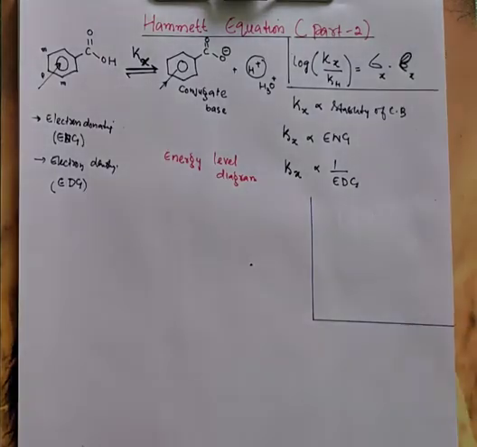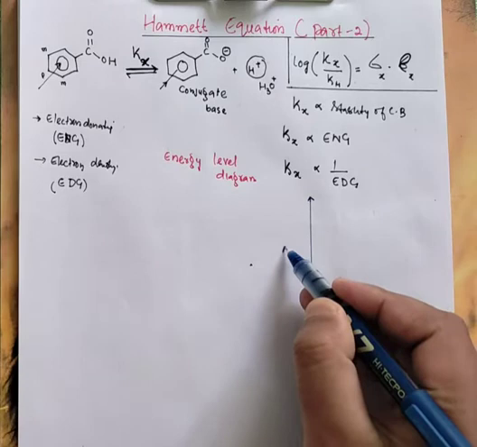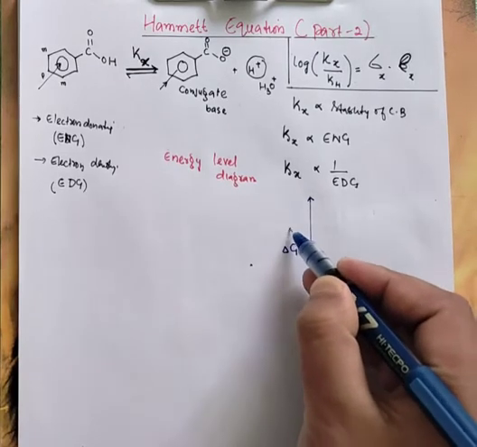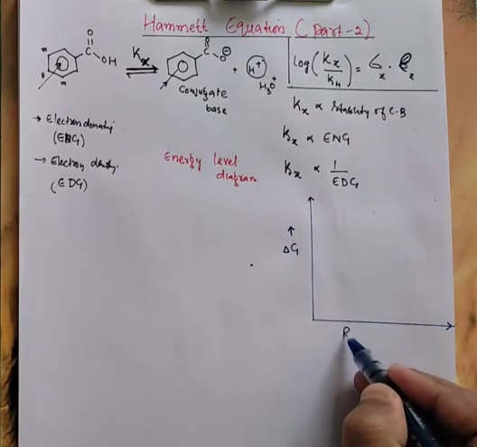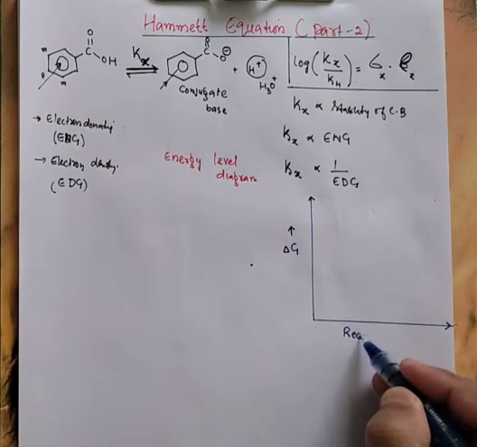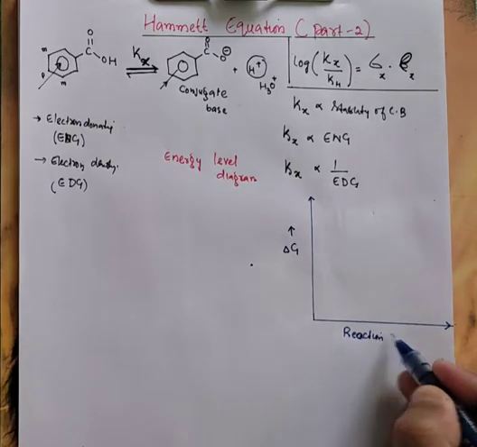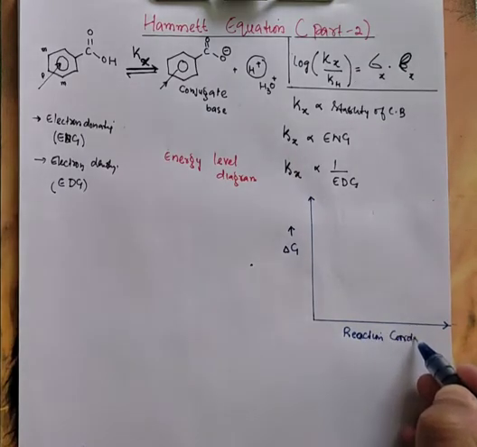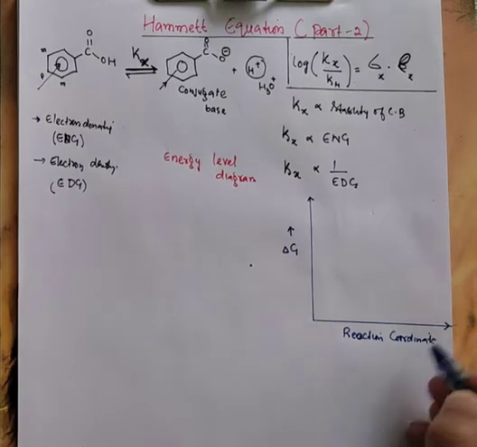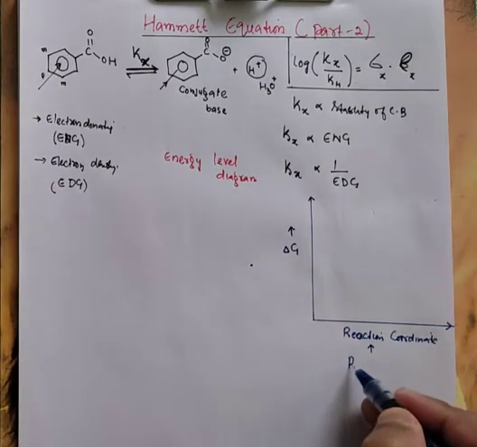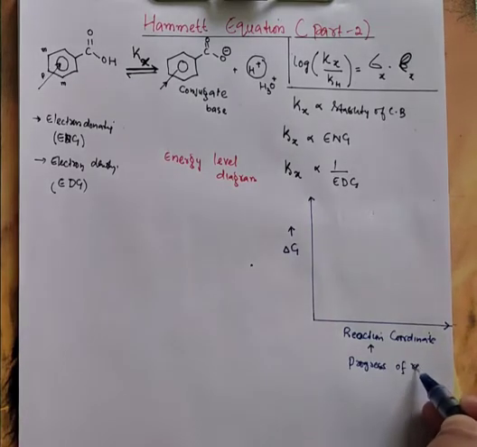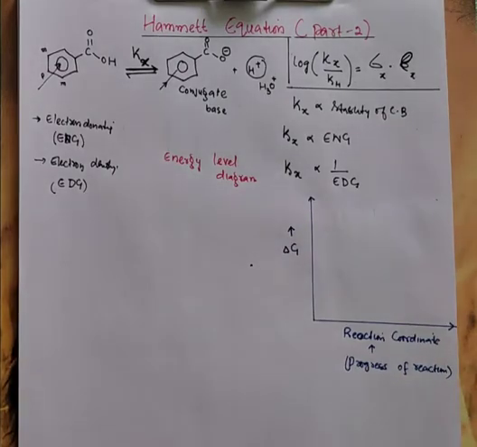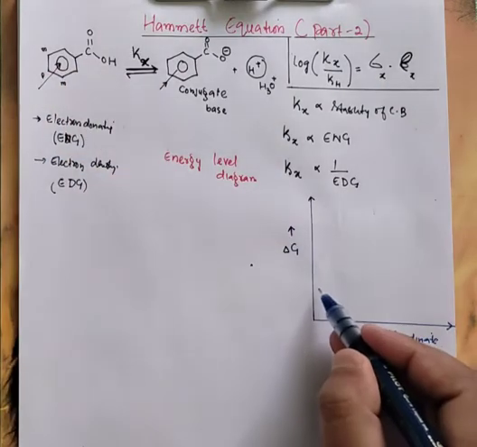So we have two axes here. This is your y-axis. Let's say it represents the free energy change during the course of the reaction. This axis represents the reaction coordinate. We know a reaction coordinate tells us the progress of the reaction.